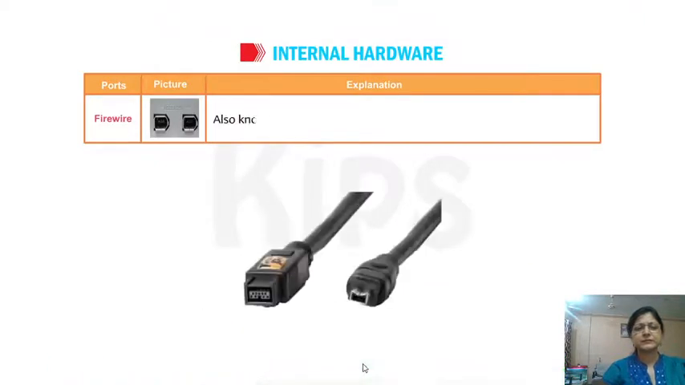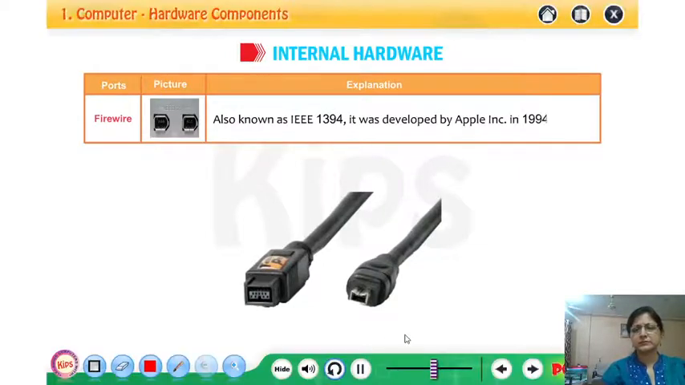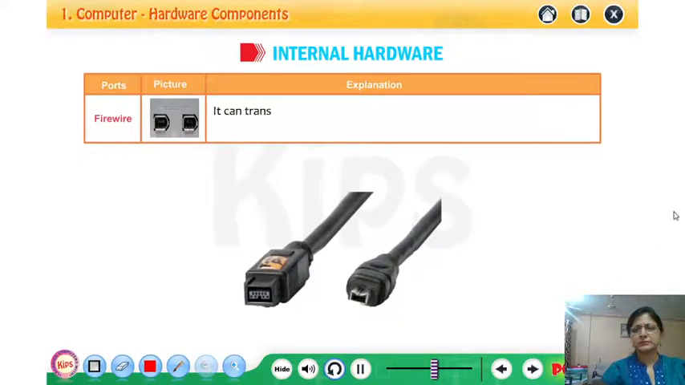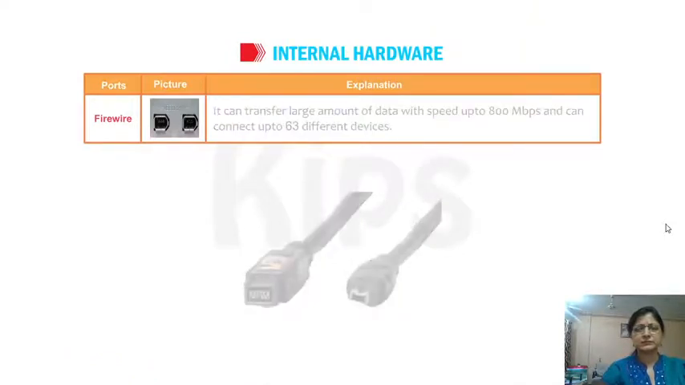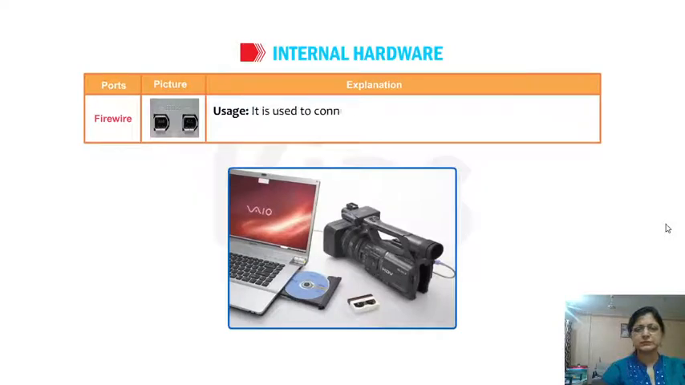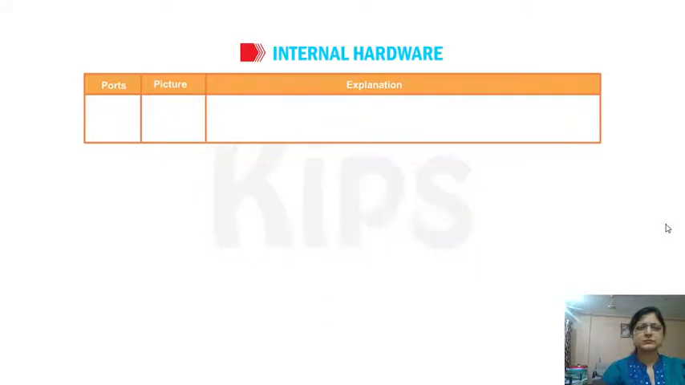Firewire, also known as IEEE 1394. It was developed by Apple Inc. in 1994. It can transfer large amount of data with speed up to 800 Mbps and can connect up to 63 different devices. Usage. It is used to connect camcorders and video equipment to the computer.